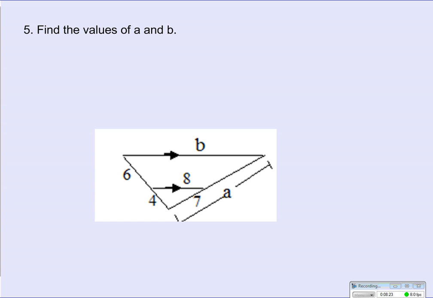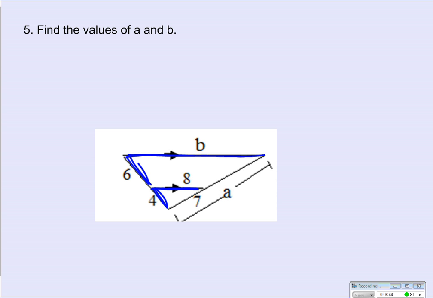All right, last piece here. Now, this is not a mid-segment. It just happens to be parallel. Okay, how do I know it's not a mid-segment, Mr. Heeren? I'm glad you asked. This is 4, this is 6. Mid-segments cut exactly in half.